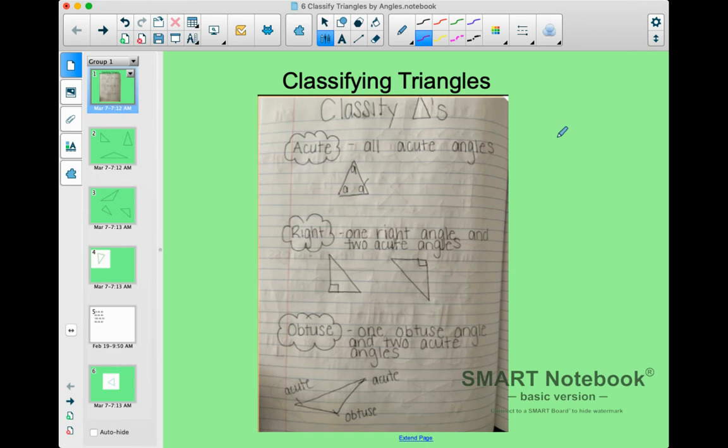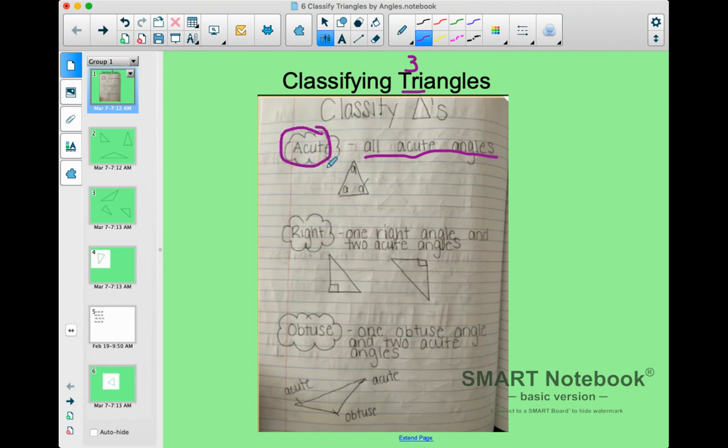Today we are talking about one of the ways to classify triangles, and this is by the triangle's angles. If you take a look at the word triangle, you will see that at the beginning it has tri. Think of a tricycle. A tricycle has three wheels. Triangles have three angles. If all of the angles are acute in the triangle, then it's called an acute triangle.